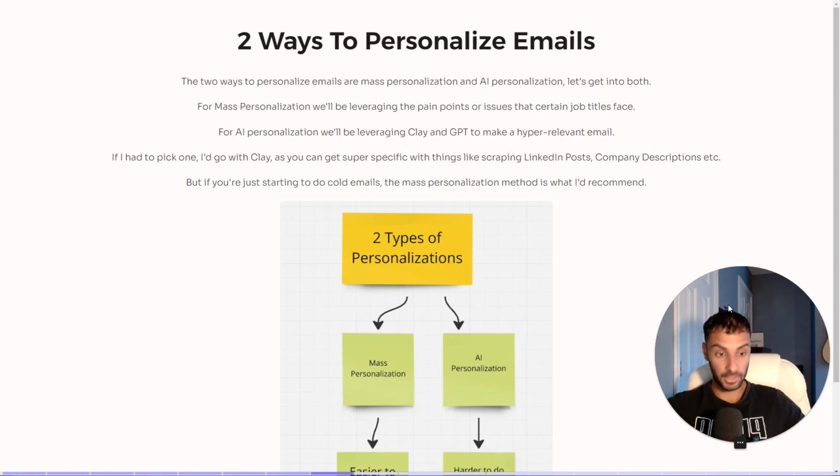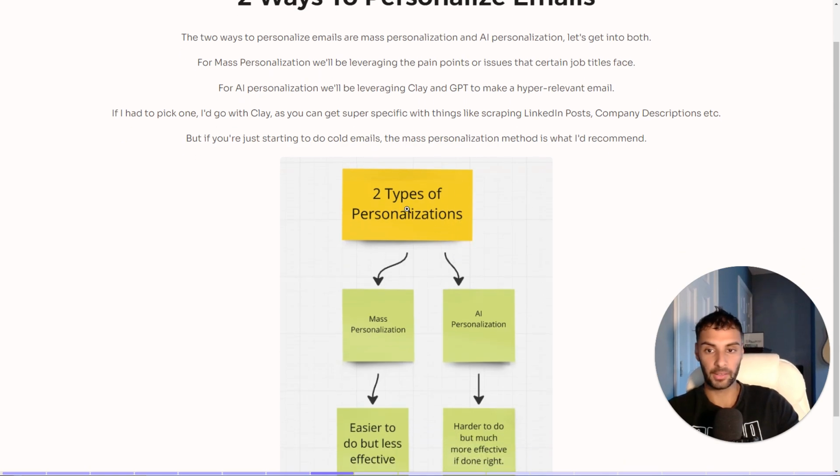Now, the two ways to personalize cold emails are mass personalization and AI personalization. Let me just break down both. For mass personalization, we'll be leveraging the pain points or issues that certain job titles face. For AI personalization, we'll be leveraging Clay and GPT to make a hyper-relevant email. If you're like, "Hey, Arian, pick either one or two," I'd go with Clay, because you can get super specific with things like scraping LinkedIn posts, company descriptions, and previous job titles they had. You can see if they have certain things on their website and leverage their case. There are so many things you could do with Clay. So if I had to pick one, I'd pick Clay.